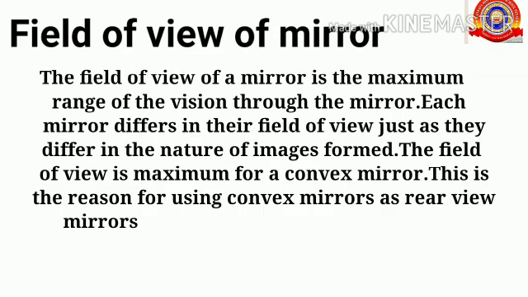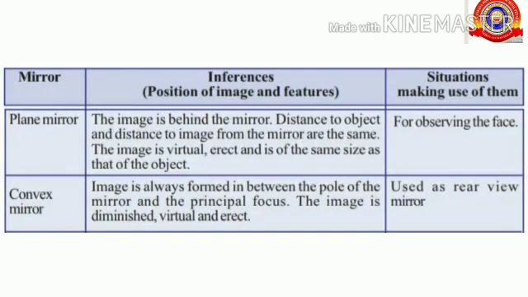The field of view is maximum for a convex mirror. This is the reason for using convex mirrors as rear view mirrors. That means it has the wider field of view. So now you all understood that convex mirrors are used as rear view mirrors. And from this we can understand that mirrors are used on different occasions. So now we are going to study on which occasions we use the mirrors according to the position of image and features. So let's have a look.